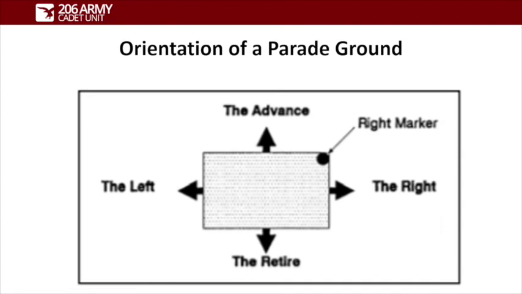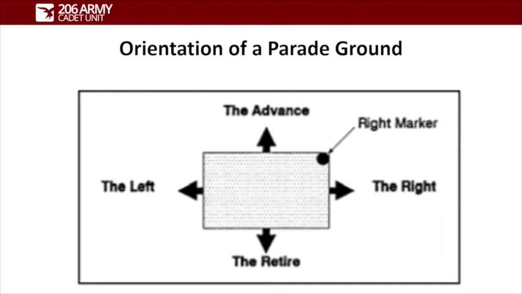So let's say in this example, the people inside the box were right dressed while they were facing the advance, right? The front. That means that behind them would be the retire, to the left of them will be the left, and to the right of them will be the right. Let's say that they move from facing the front to facing the left. So now they're all facing the left.